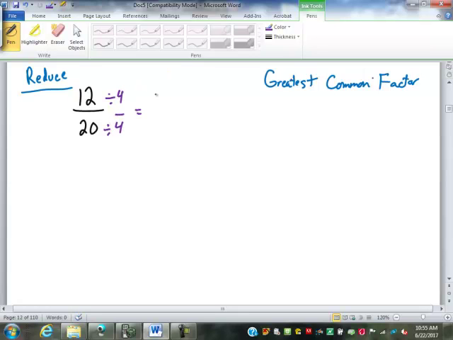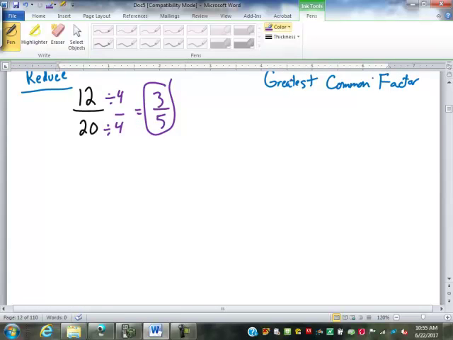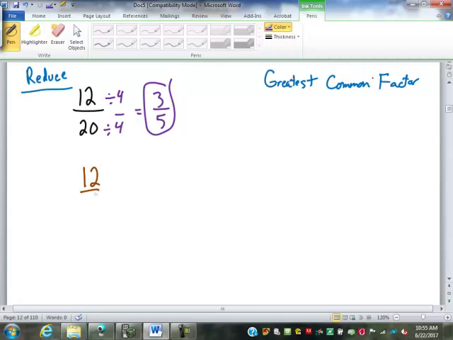12 divided by 4 is 3. 20 divided by 4? 5. Can I divide both 3 and 5 by anything? Well, they're both prime, right? So there's really nothing we can divide both of them by. Now, you saw the 4 when you looked at that.